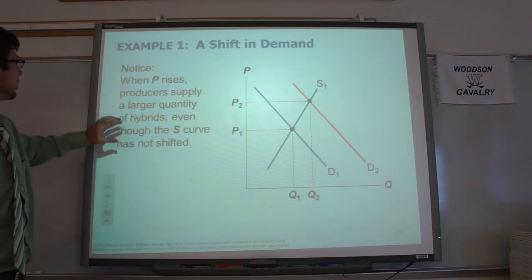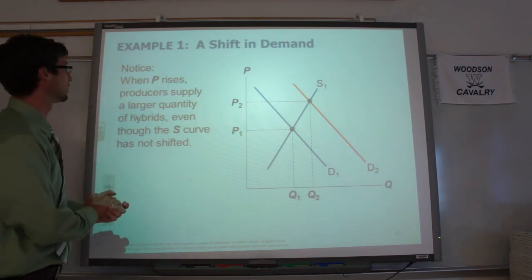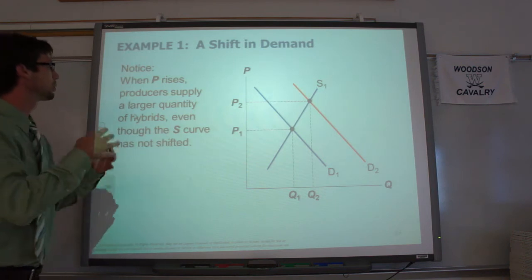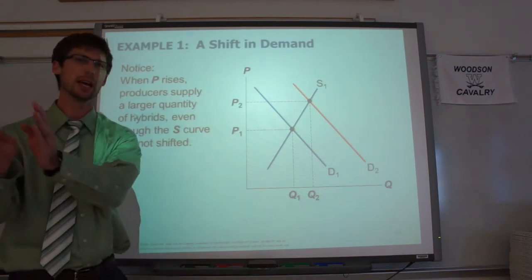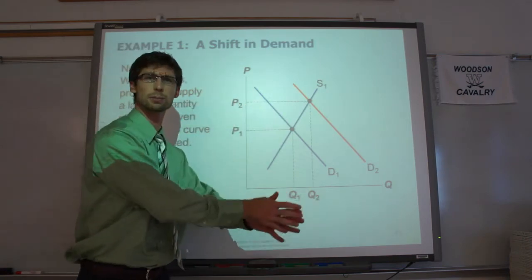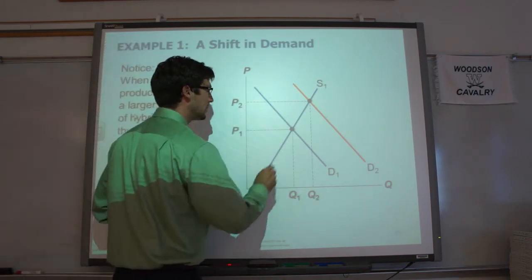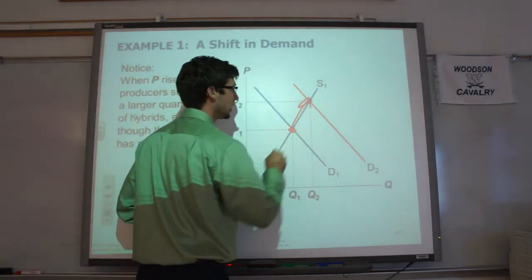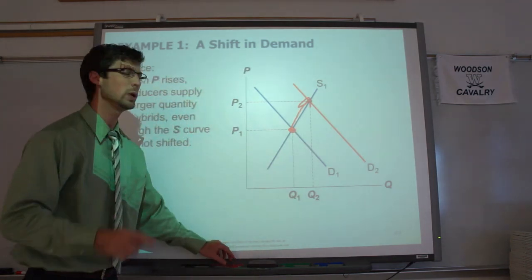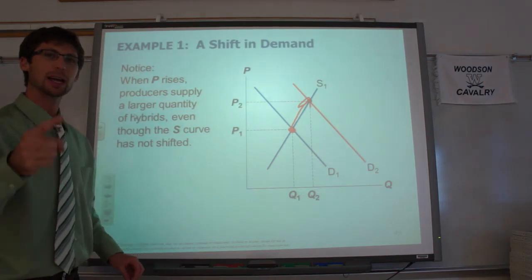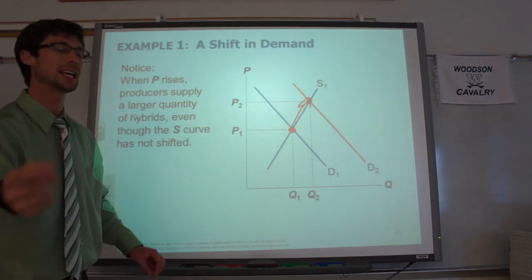Oh, they have an understanding here. It says, when the price rises, producers supply a larger quantity of hybrids. You might be inclined to say that the increase in demand caused an increase in supply. It didn't. What happens here is we went from here to here. We moved along an existing supply curve. We didn't shift supply. And that is what we say when it increases.